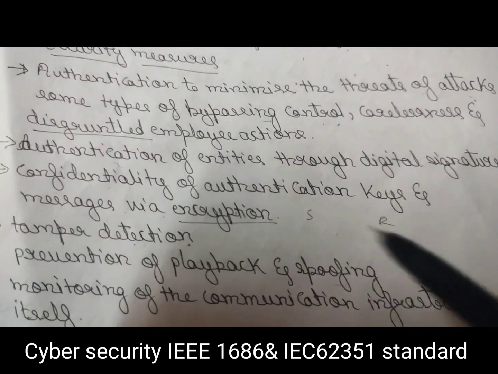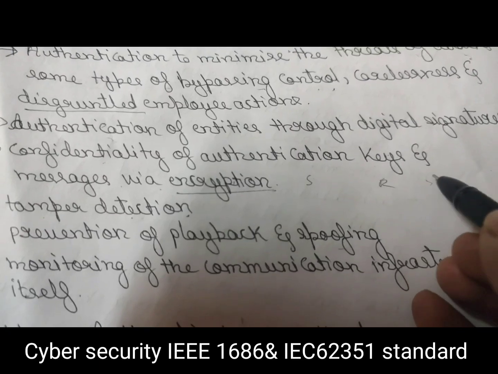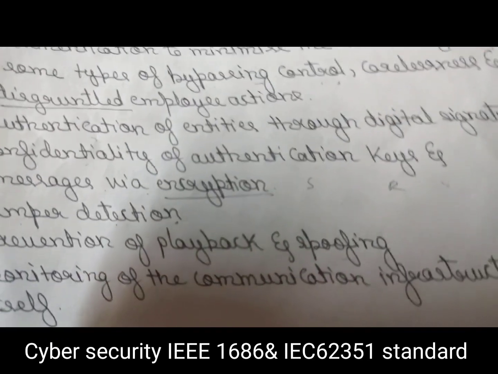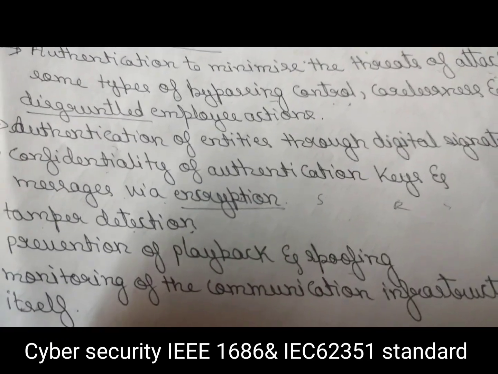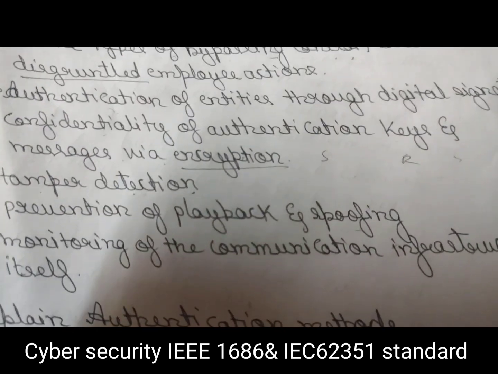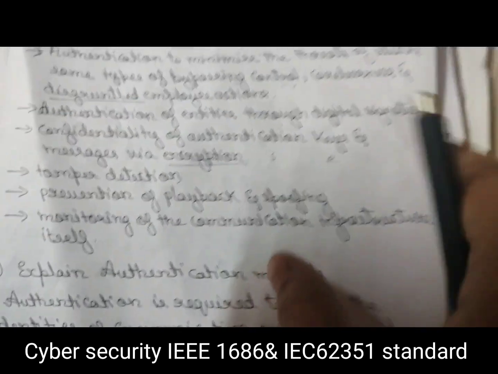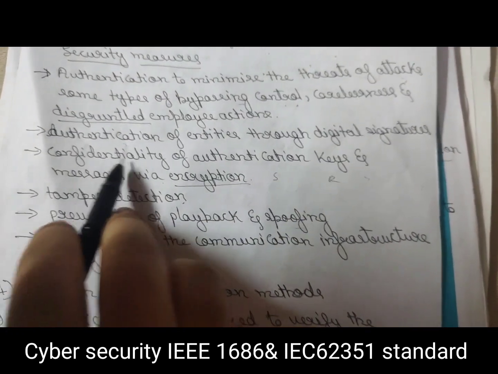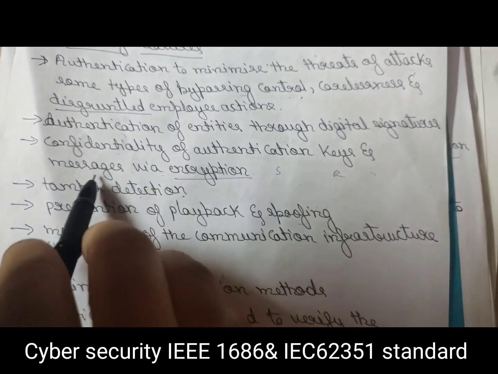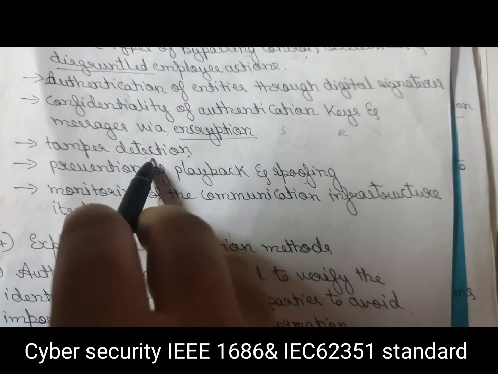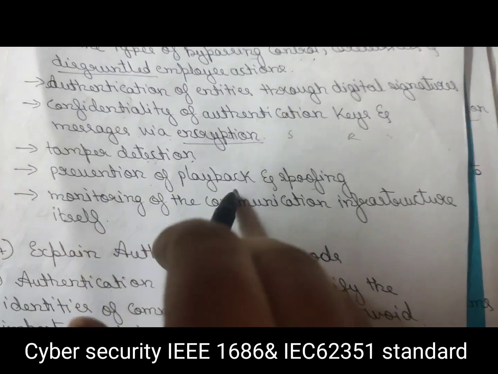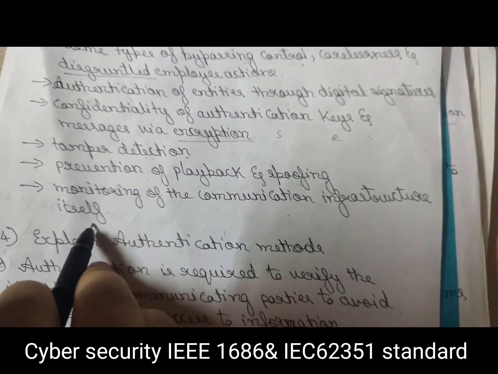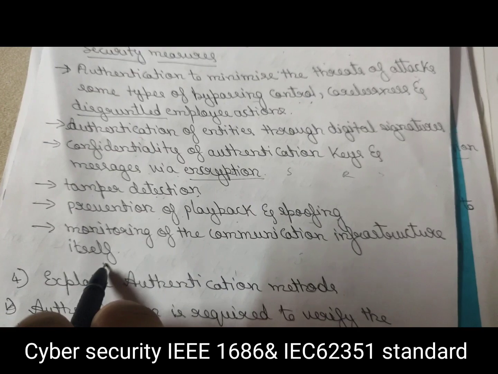There are different methods: public key and symmetric key. In symmetric, again, there are transposition and substitution types. Here we have confidentiality of authentication keys and messages via encryption, tamper detection, prevention of playback and spoofing, and monitoring of the communication infrastructure itself. So these are the security measures.